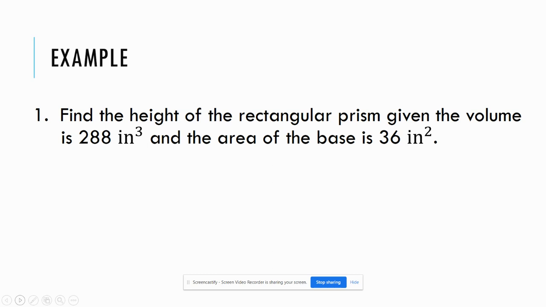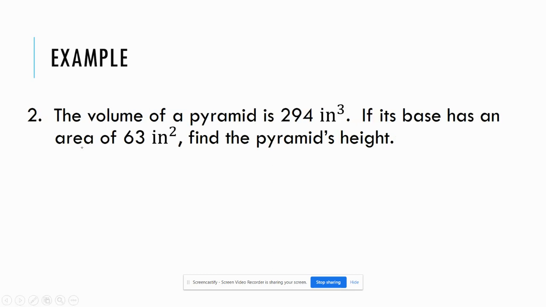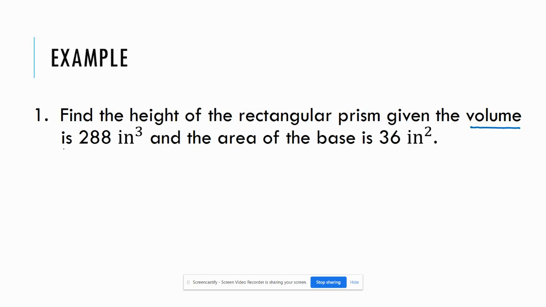So today, like I said, we're going to be working backwards. So notice this first example says, we want to find the height of a rectangular prism given the volume is 288 inches cubed and the area of the base is 36 inches squared. So notice that in this particular problem, like I said, I'm giving you the volume. It says volume is 288 inches cubed. All right.